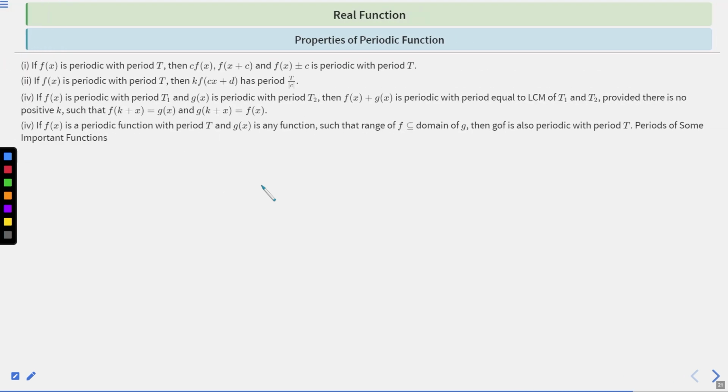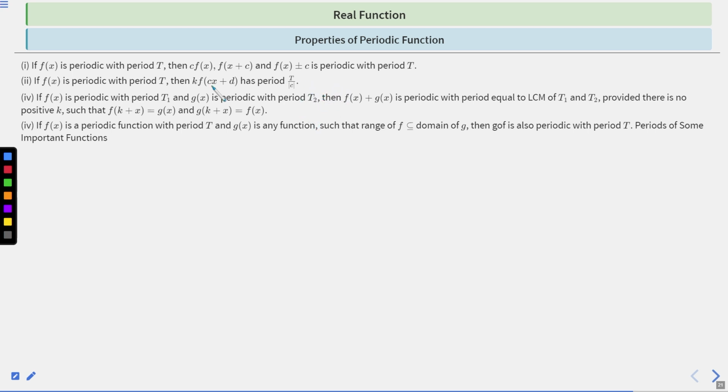Next is properties of periodic function. If a function f(x) is periodic with period capital T, then c f(x), f(x + c), and f(x) ± c are periodic with period T. If f(x) is periodic with period T, then k f(cx + d) has period T upon mod c, right? You have to remember this.